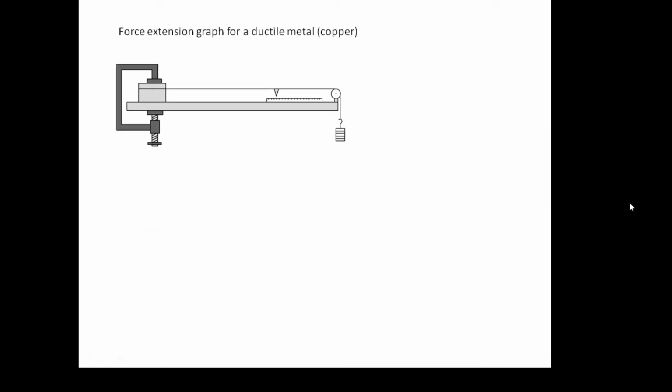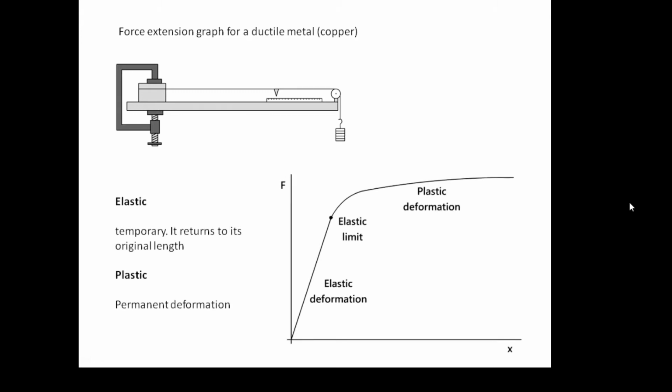An experiment you must do: a force extension graph for a ductile metal, for example copper, stretching a copper wire, doing a force extension graph, and we get this graph here. There are two parts to the graph. There's elastic deformation, which is a straight line up to the elastic limit. Elastic deformation means it returns to its original length. After the elastic limit, there is plastic deformation, and plastic means permanent.